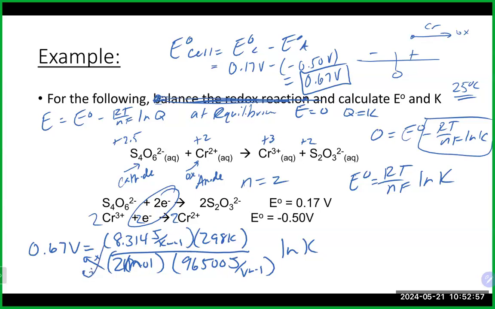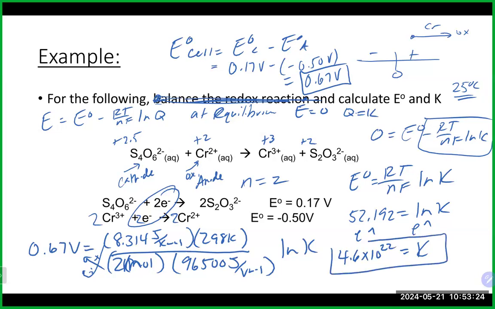I'm going to take 0.67 times 2 times 96,500 divided by 8.314 divided by 298. That's going to get me 52.192 is equal to natural log of K. E of both sides is going to give me a K of, we'll go with 4.6 times 10 to the 22 in this case.